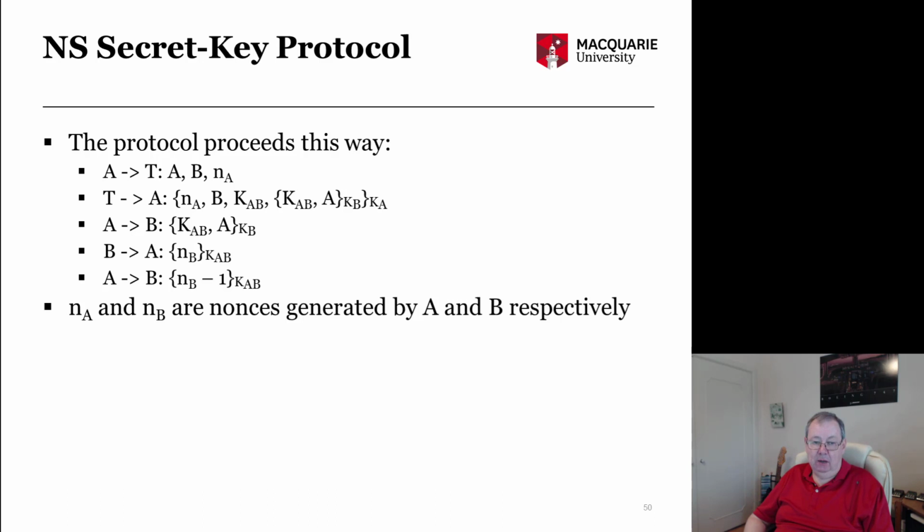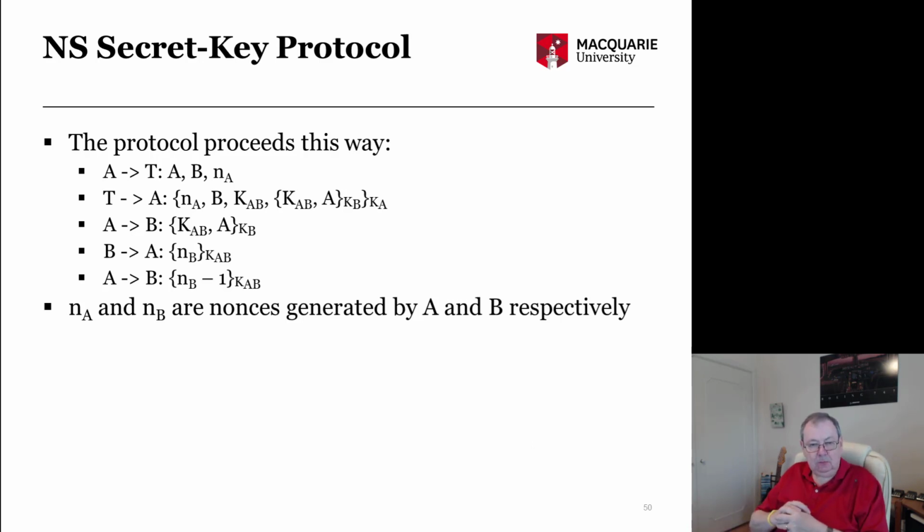So Alice turns around and sends the ticket to Bob. The ticket is this message that contains KAB and A, all encrypted with KB. And so Bob gets that, and he can decrypt it because it's encrypted with his key. He then, having extracted KAB, turns around and replies to Alice by taking a nonce that he generates, encrypting it with the session key. So he sends that to Alice.